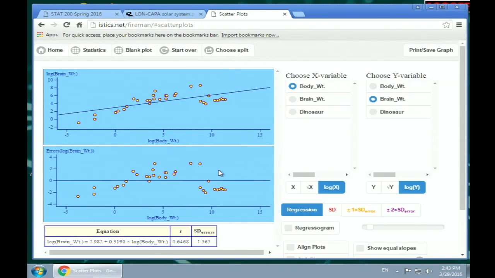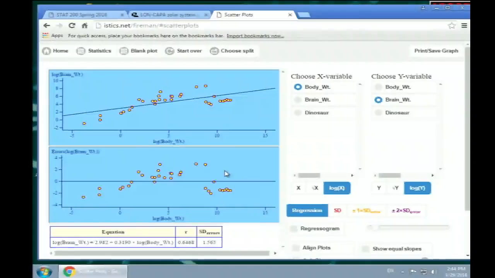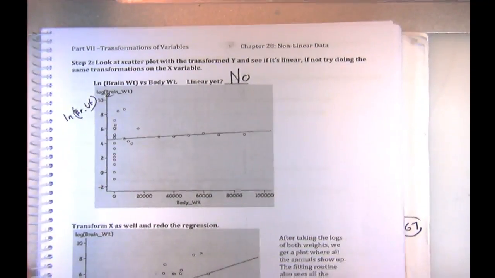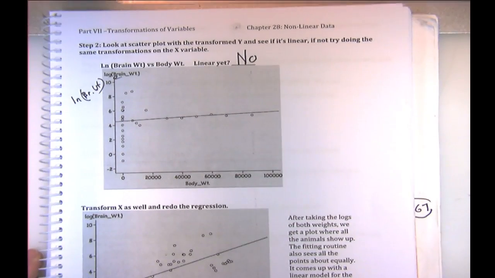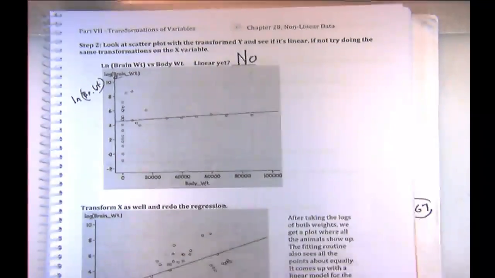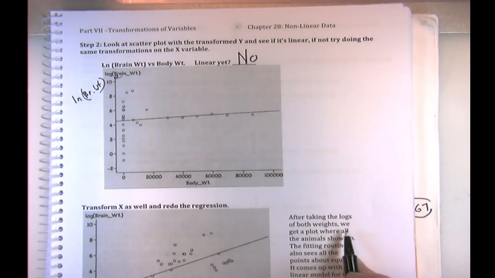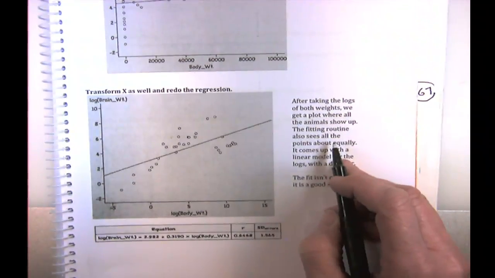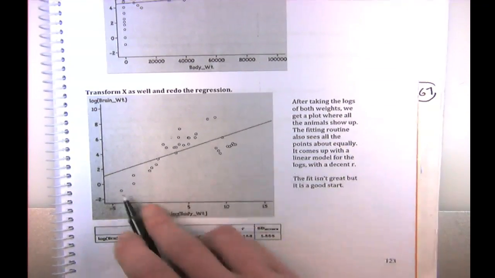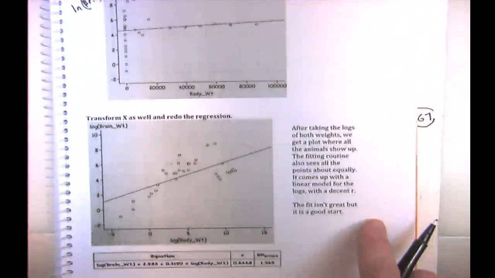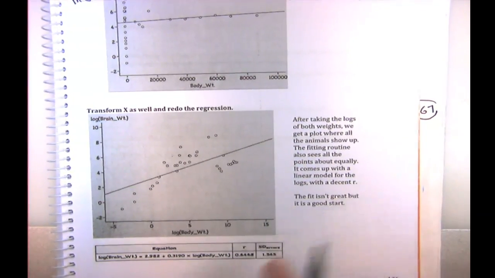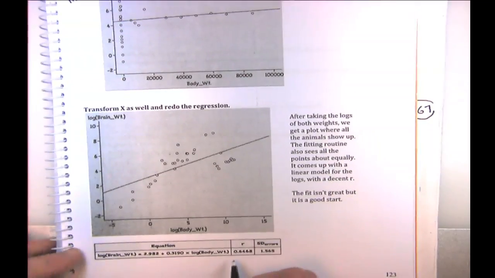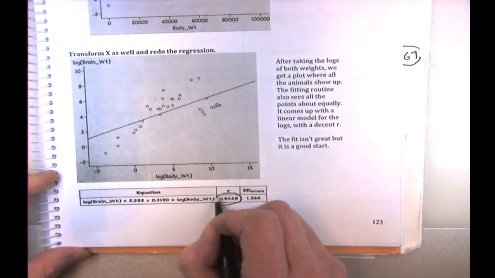But for now, let's just make the predictions. We did a good job. And let's go back to the document camera. And let's just go ahead and make some predictions as is, so you can see how predictions on transformed variables work. All right, so this isn't good. We transform, it's much better. After taking logs of both weights, we get a plot where all the animals show up, and the fitting routine also sees all the points about equally. It comes up with a linear model for the logs with a decent R. See, that's a decent R there. R is much better.